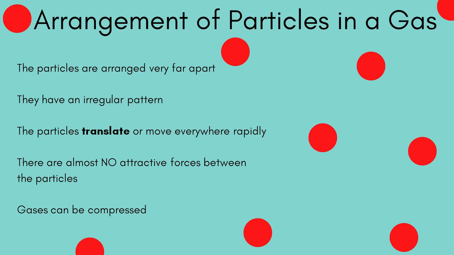Arrangement of particles in a gas. The particles are arranged very far apart. They have an irregular pattern, and the particles translate or move everywhere rapidly. There are almost no attractive forces between the particles, and gases can be compressed.